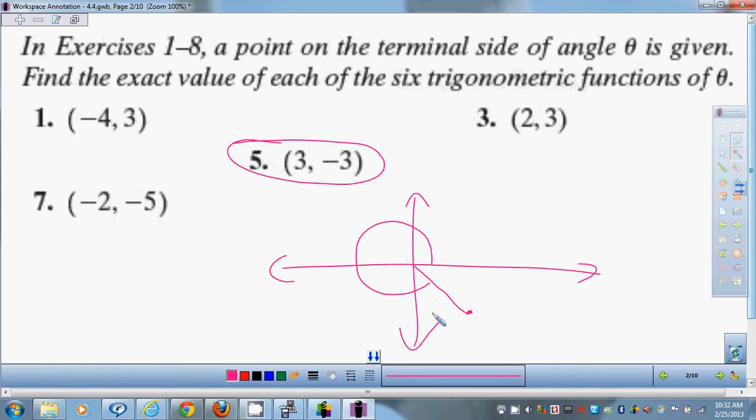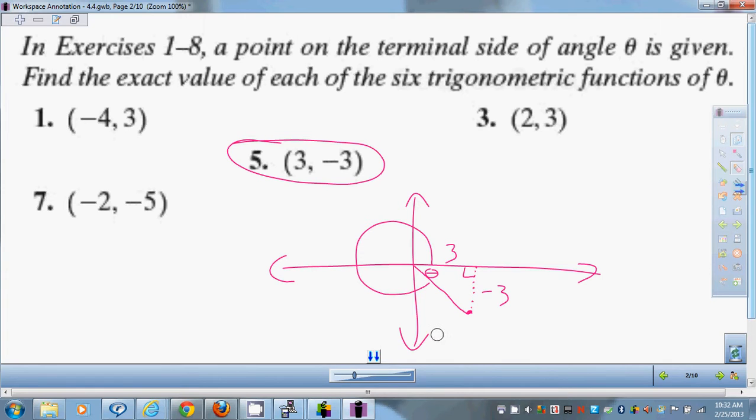However, we're not going to draw our triangle like that. How are we going to draw the triangle? How do I connect this? X-axis, put in your right angle, put your theta in the origin, and just like we've already done, your coordinate will give you the x and y portions. This is 3, this is negative 3.